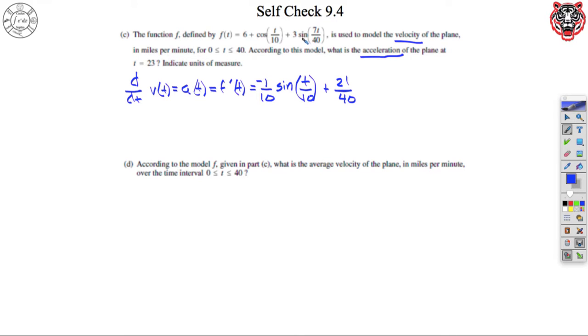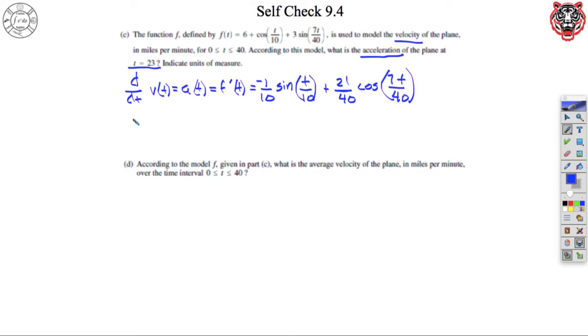If I take the derivative of sine, it turns into cosine, and cosine says the same sine. This is now going to be cosine of 7t divided by 40. All right, so that was the derivative, but we need to find the derivative at time equals 23, and we need to indicate units of measure. Don't forget those last two.